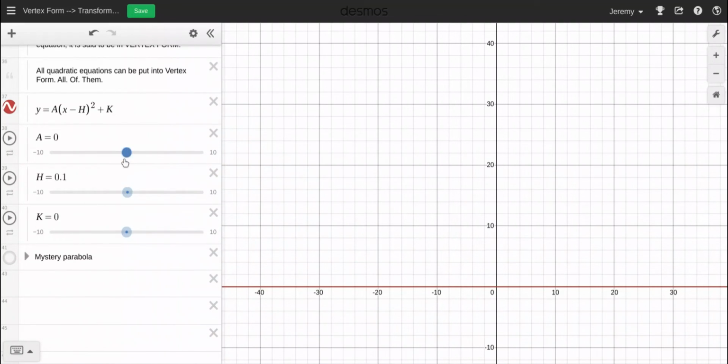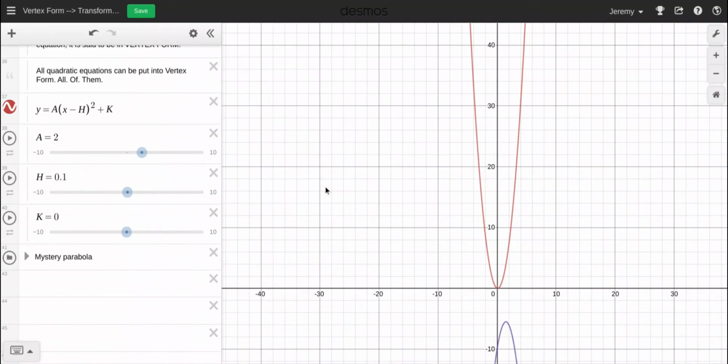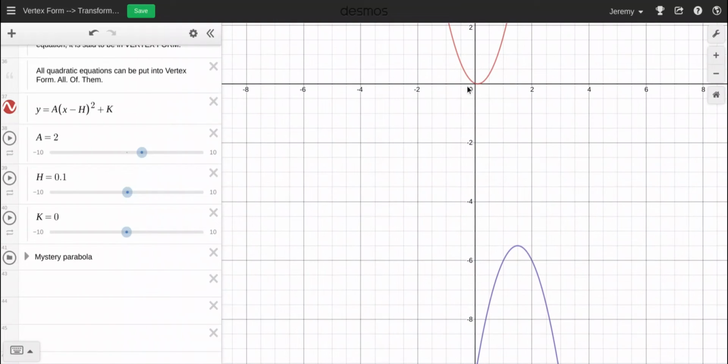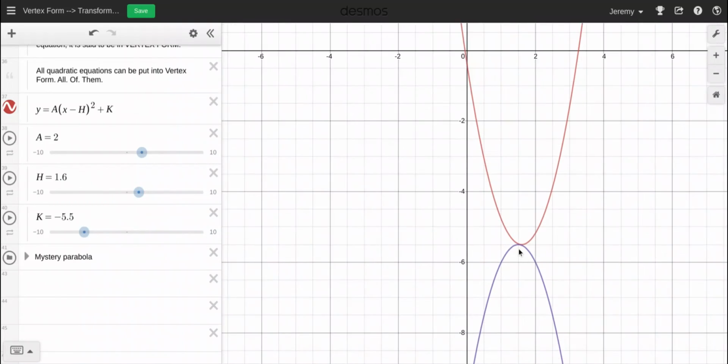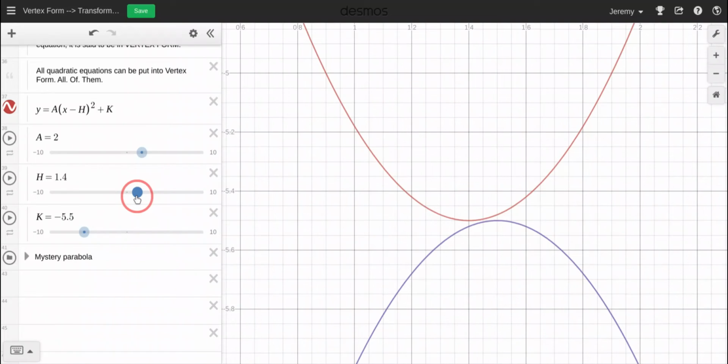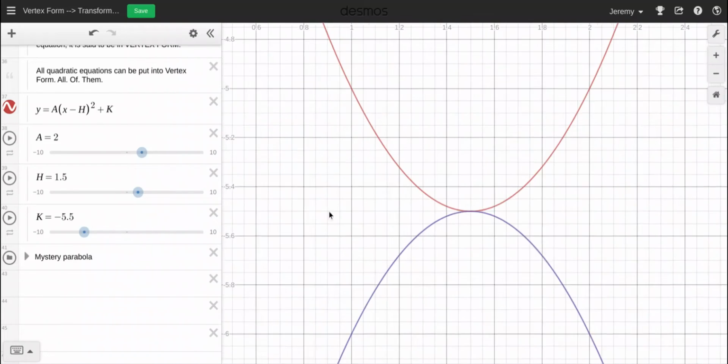Okay, now what I've got hidden in this folder is a mystery parabola. There it is. Okay, and what I'm going to try to do is do some curve fitting so that I can get this red one to overlap with the purple one. Let me zoom in a lot real quick. I'm going to try to get the vertex of the red to match up with the vertex of the purple. So the first thing I'm going to do is shift it down. Okay, and then I'm going to shift it horizontally over. I think I need to zoom in because that does not look right. There we go, that looks pretty good.